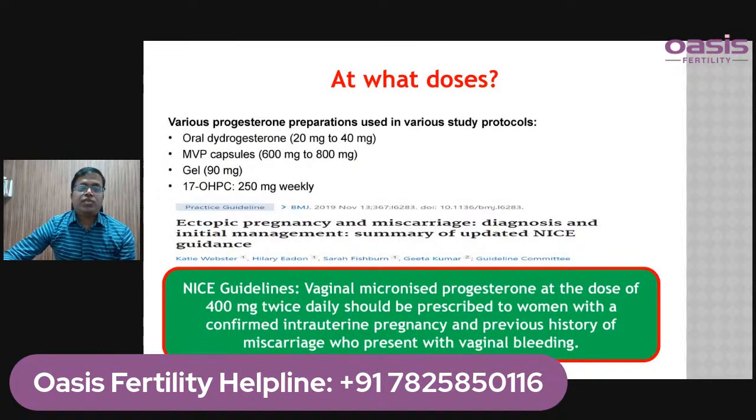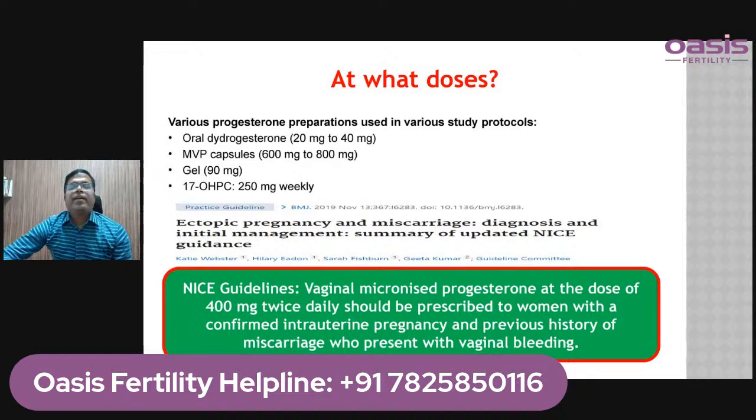Then what should be the doses? There are different doses usually used. For oral dydrogesterone, we can use 20 to 40 milligram. If it is the vaginal route, then we can use up to 1800 milligram. If it is gel, we can use up to 90 milligram. And if it is injectable hydroxyprogesterone caproate, then we can use either 250 or 500 milligram weekly doses.